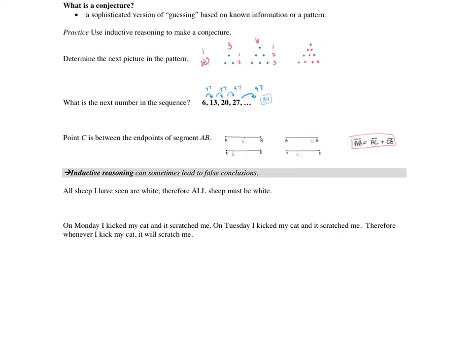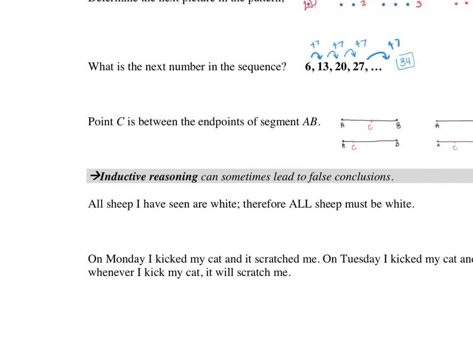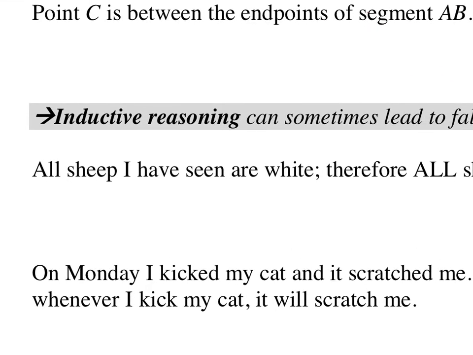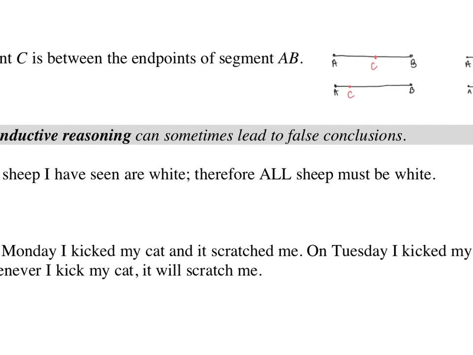Okay, now here's where inductive reasoning can sometimes lead to false conclusions. When I say false conclusions, before we said, okay, here's our pattern, but then boom, you could eventually change it. So inductive reasoning can sometimes lead to false conclusions. In our first example, I have that all sheep I have seen are white. Therefore, all sheep must be white. Well, is that true? No, it's not true at all. This is 100% false. You could have a brown sheep. You could have a black sheep. So, no, not all sheep are white.